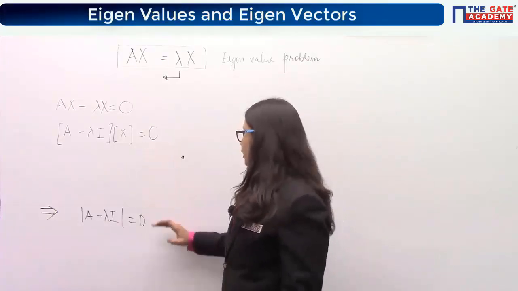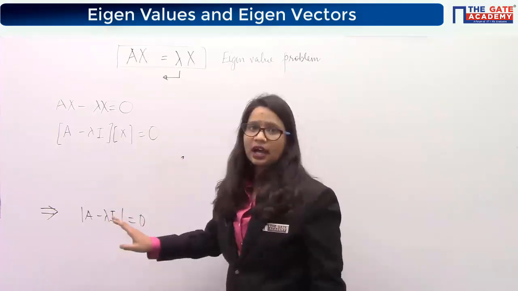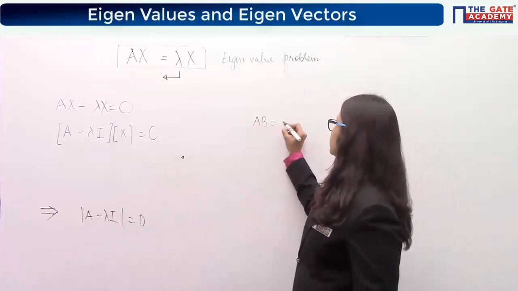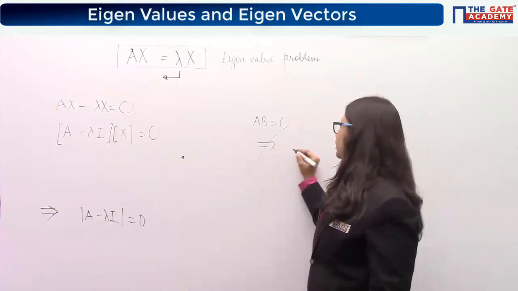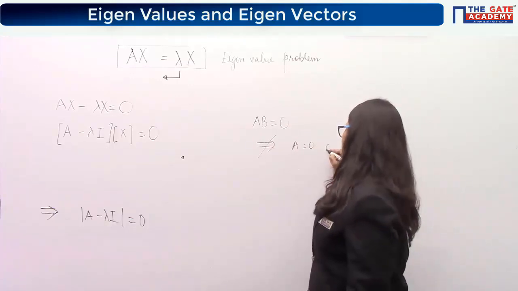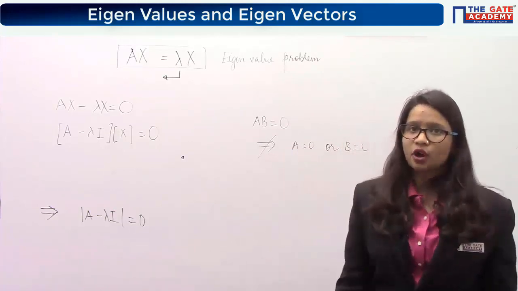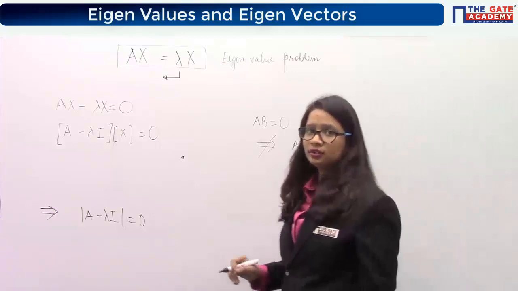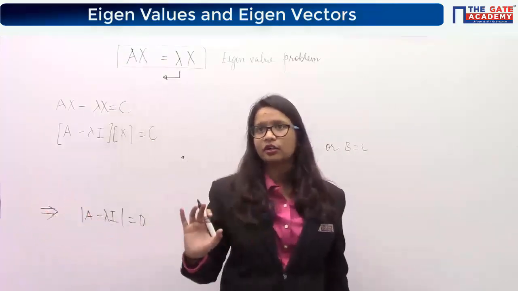If I write this, this implies this. Then why does this imply this? I'm asking you that. We have seen that if the multiplication of two matrices gives you a null matrix, then it does not imply that either A is a null matrix or B is a null matrix. This does not imply this. This is not true for matrices. So we can't say that because these two are multiplied, one of them is 0. That does not mean that.